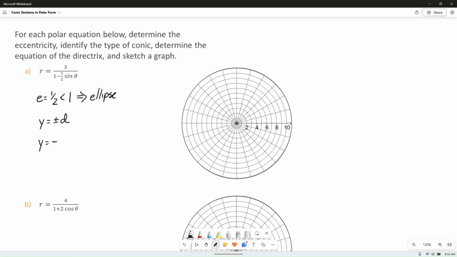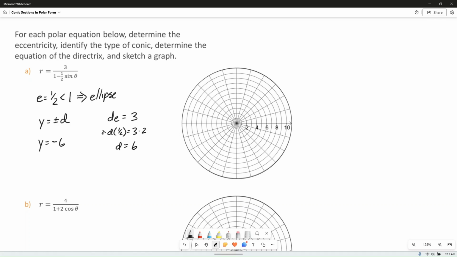Okay, so to find d, let's look at the numerator. In this case, the numerator has to equal d times e. In our equation, the numerator is 3. So I know d times e has to be 3. And I know that e is a half. So that means d times a half has to be 3. If I want to solve that for d, I need to multiply both sides by 2. And so that means d is going to be 6. So my directrix is going to be y equals negative 6.